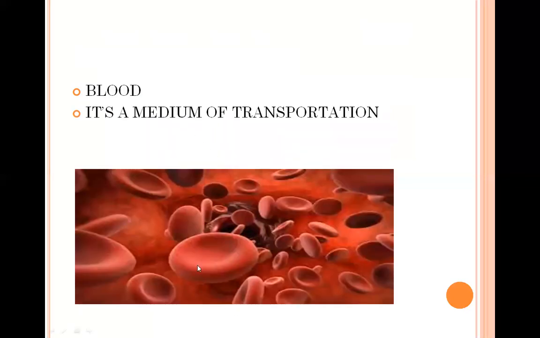Blood: RBCs, WBCs, phagocytes, all these are the components of blood. Why is there a need for blood? Because it's the medium through which all things are transported. RBCs are the cells which transport oxygen, and these RBCs are present in blood. Blood comprises RBCs, so without blood, nothing can be transported.